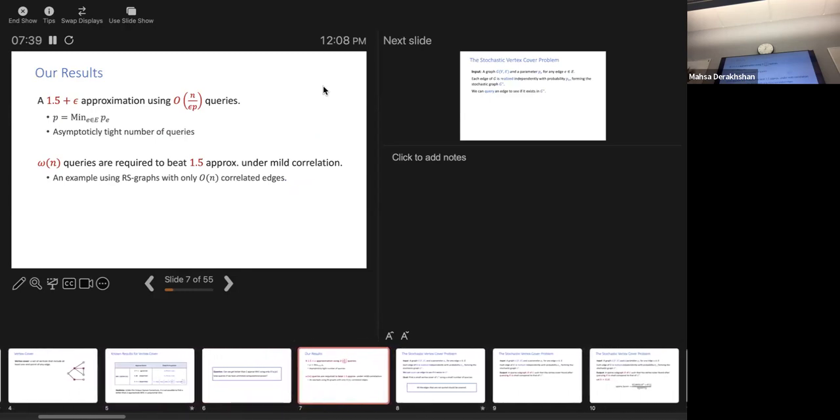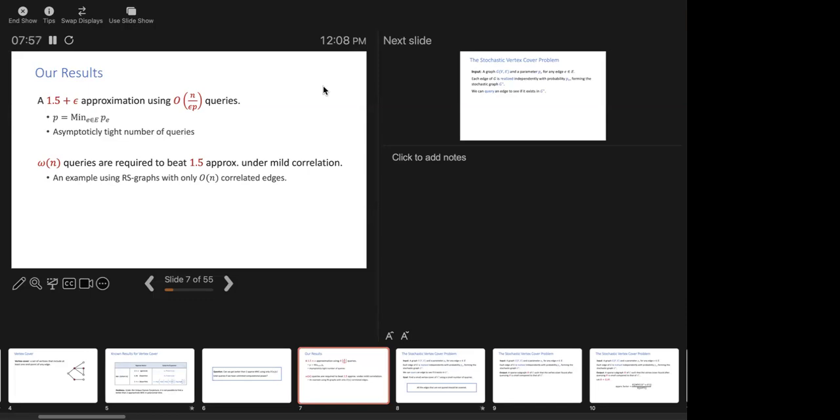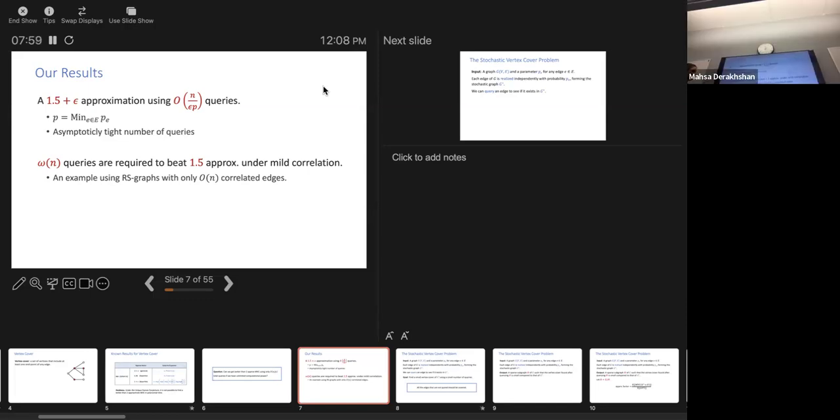Yeah, I'm not sure that's the mean. So our main result here is an almost 1.5 approximation algorithm using a tight number of queries. Oh, I didn't tell you what P is. It's the minimum probability over all the edges. Right? The smallest p_e over all the edges.